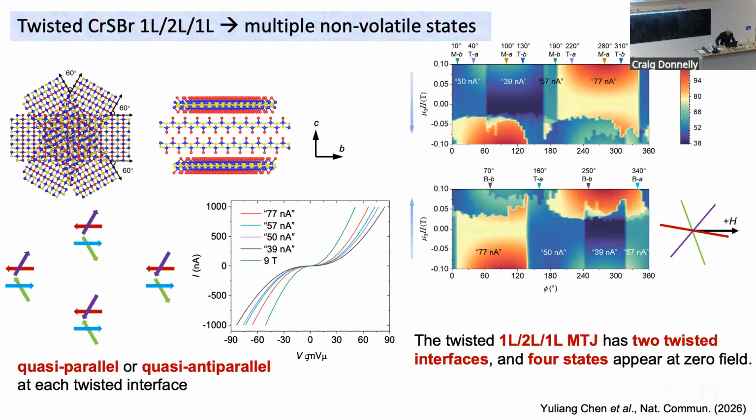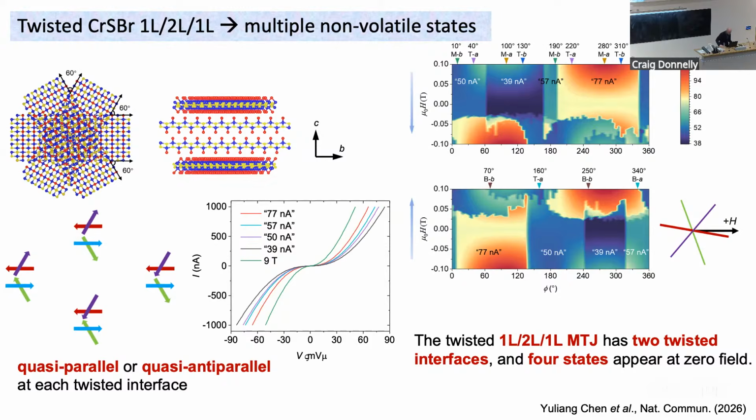And Yuliang then has gone, if you're more interested, you could read this paper just published in Nature.com, where he's demonstrated we can make a series of structures with more twisting of these structures. And we can then create a series of states in this way, non-volatile states.